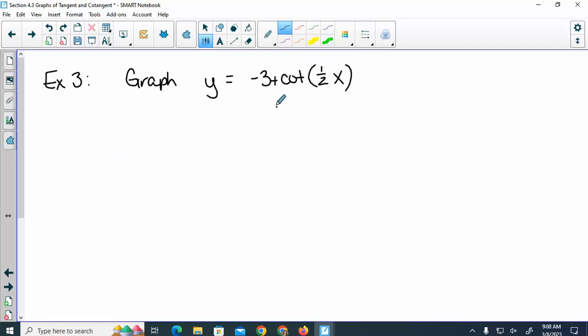I put this on here because that's the way your book puts it. They put the -3 in front. On a test or quiz, I usually write it in behind. So what would the -3 do to this graph? Move it down 3.